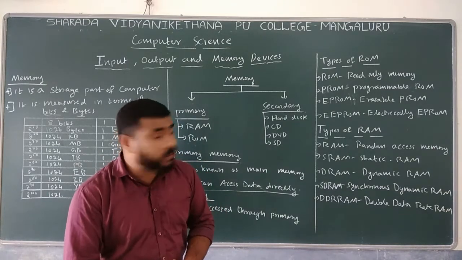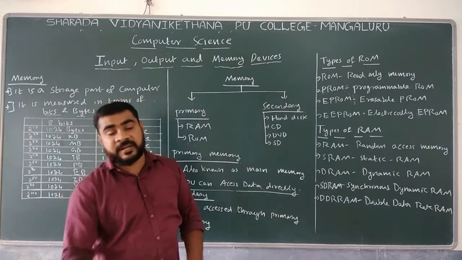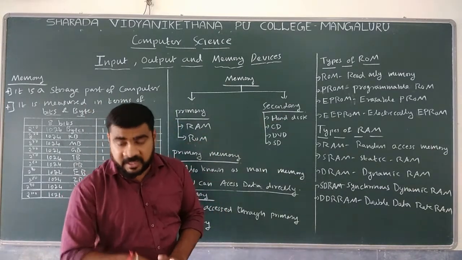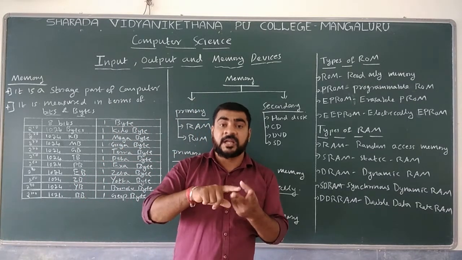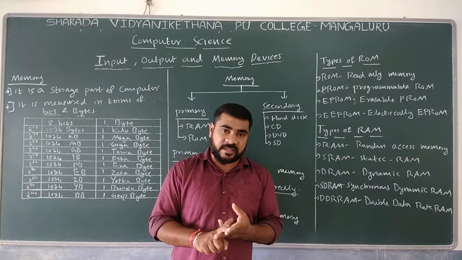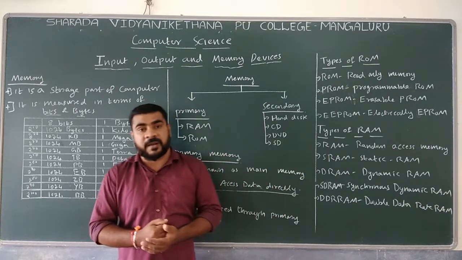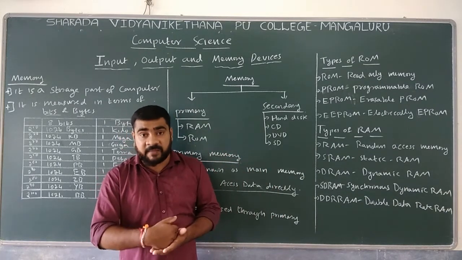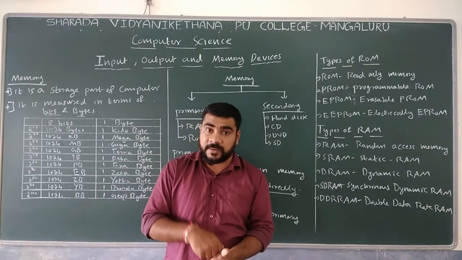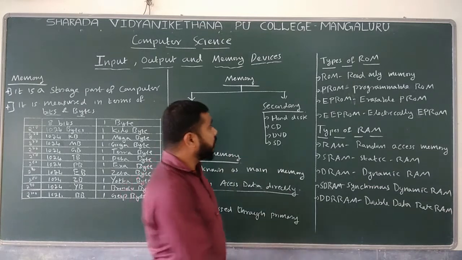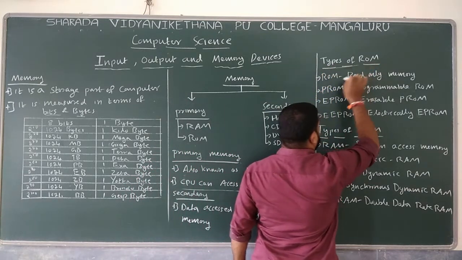First we will move to the primary part. If you take the primary devices or primary memory, there are mainly two types of primary memory available. The first one is RAM, the second is ROM. ROM and RAM are examples of primary memory. First we will see the ROM, which is known as read only memory.